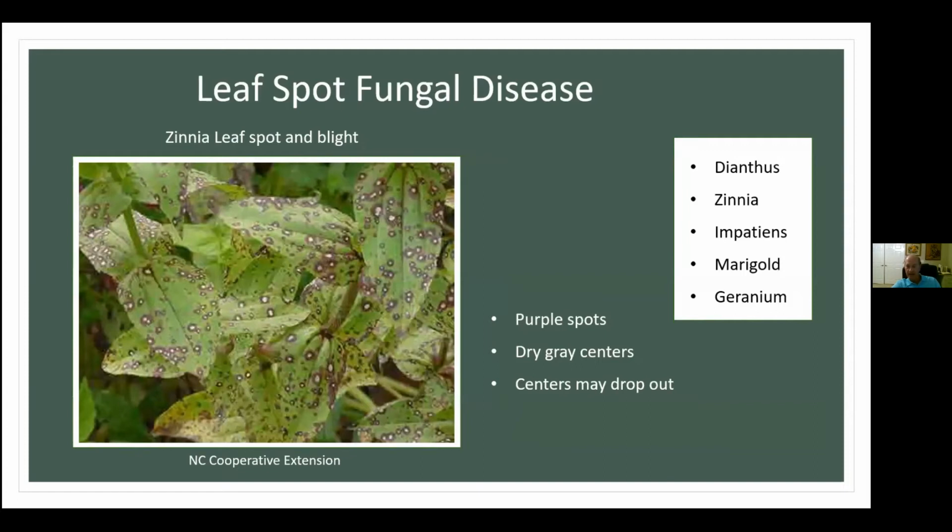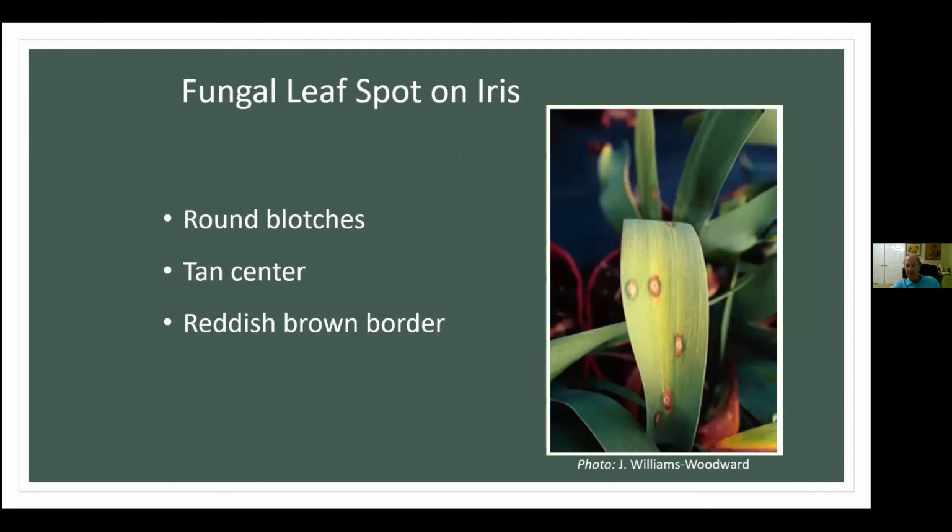The particular fungus is called Alternaria, and may also affect dianthus, impatiens, marigold, and geranium. Symptoms include large reddish brown or purple spots with gray or tan centers that may drop out, leaving a hole. Severely infected leaves will brown and become dry and brittle. Round blotches, distinct tan centers, and reddish border are very evident on this iris infected by Alternaria fungus. You can see those on the leaf here.